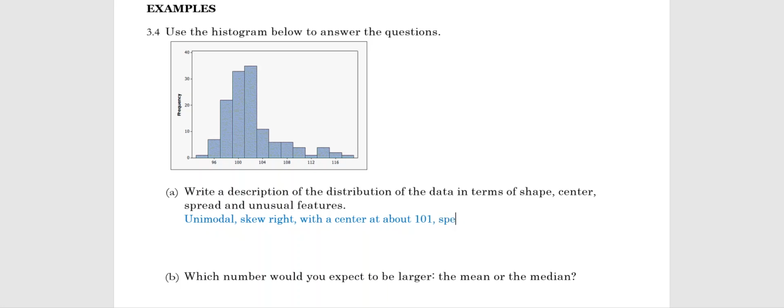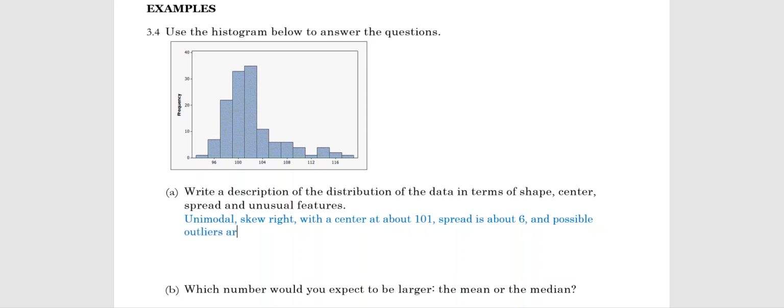And I'm going to say the spread is about, and you're estimating here, so use your best skills, I'm going to call it about 6, because that's what it looks like roughly to me for the standard deviation. And possible unusual features: you may get mad at me because I'm using words like about and roughly, but we're trying to describe it as best we can. There are some values on the upper right end that are pretty far away from everybody else. So I'm going to say there are some possible outliers at around 116 because they are kind of far away from the rest of the data.